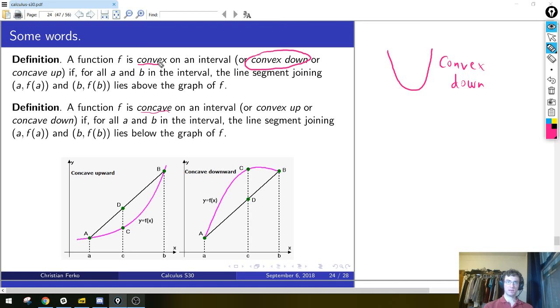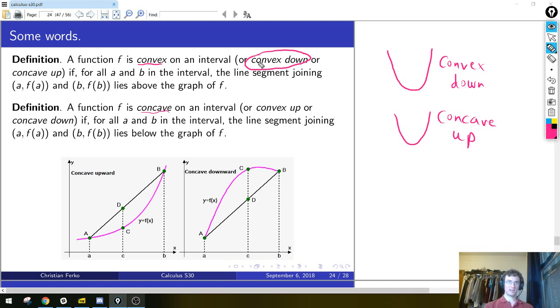But a function f is convex on an interval if it looks like a V that points down. Confusingly, you can also call that concave up. So concave up means that the direction the function opens is up. So again, convex down is the same as concave up, because pointing down is opening up. Alright, anyway, here's the definition.